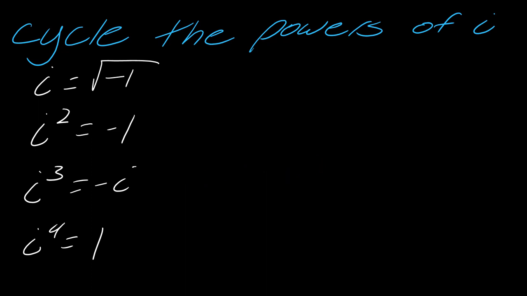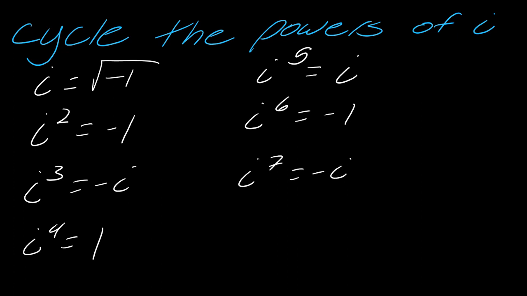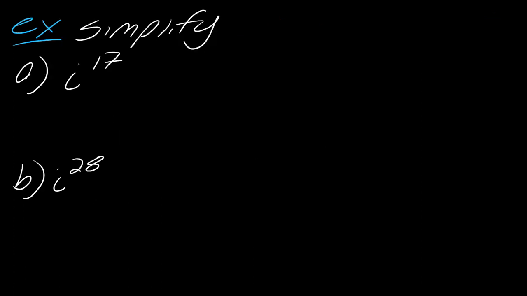Okay, and then what happens when I go to i to the fifth? When I go to i to the fifth, I multiply 1 times i, and now I have started the cycle over again. So i to the fifth just equals i, i to the sixth will equal negative 1, i to the seventh equals negative i, and i to the eighth equals 1. So i just kind of cycles forever. And so knowing this, we can simplify these larger powers of i really down to one of those 4 results.